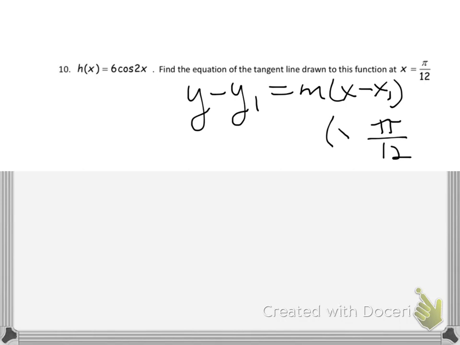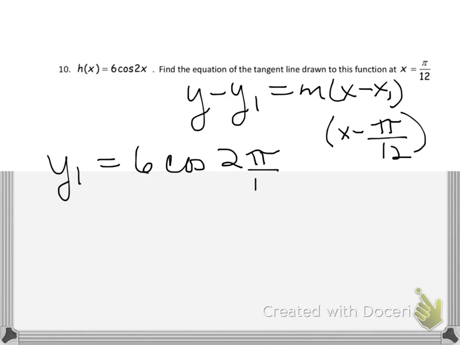Okay, so this piece is done. Now, I need to get my y1. In order to get my y1, I have to evaluate 6 cosine 2 times pi over 12. All right, that reduces to pi over 6. So y1 is actually 6 times the cosine of pi over 6. All right, so we need a value for cosine of pi over 6.